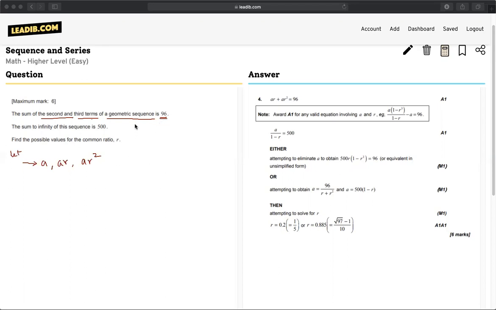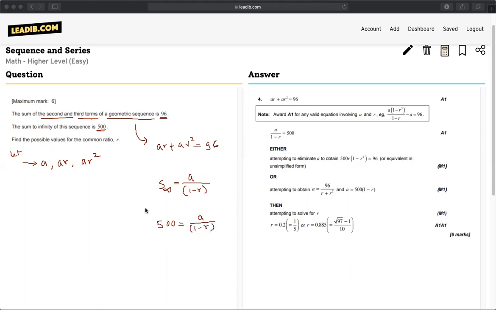So from the given condition, I'll write down that AR plus AR square is equal to 96. That is my first condition given in the problem. Now the sum of the infinite sequence is 500. So what this says is S infinity is equal to, we have a formula, the first term A over 1 minus R, right? And you know the value of the sum to infinity is 500, right? So I'll write this as 500 is equal to A over 1 minus R.